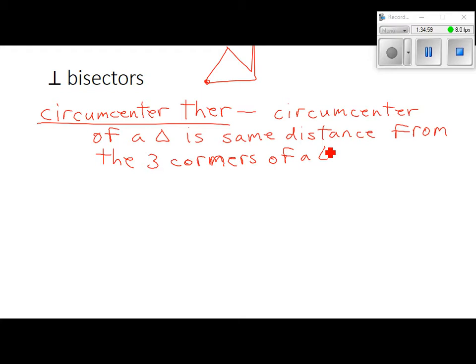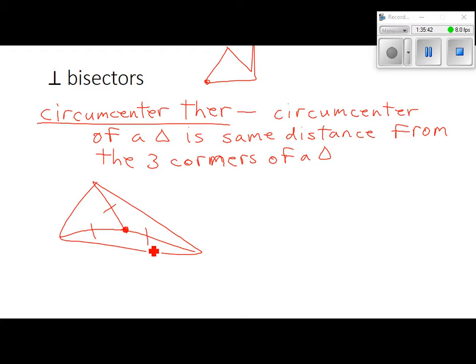So this point right here is the circumcenter for this triangle. What that theorem is saying is the distance from this point to this corner up here, the distance from this point to this corner right here, and the distance from this point to that corner right there, guess what has to be true about all three of them? They're all the same. So if I drew a triangle like this, and I told you that point was the circumcenter, what do we know about the distance from there to there, there to there, and there to there? They're all three the same distance.